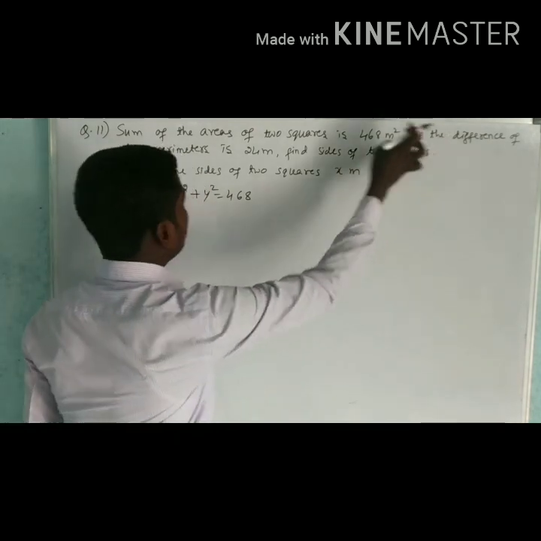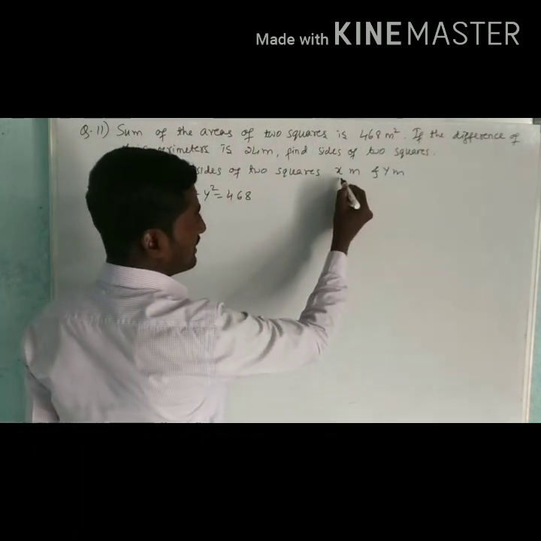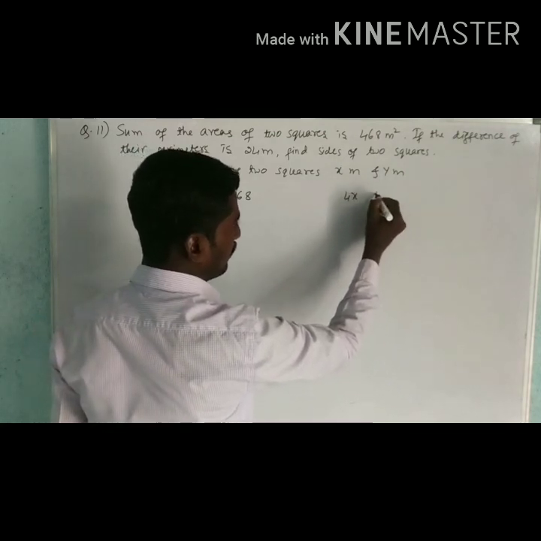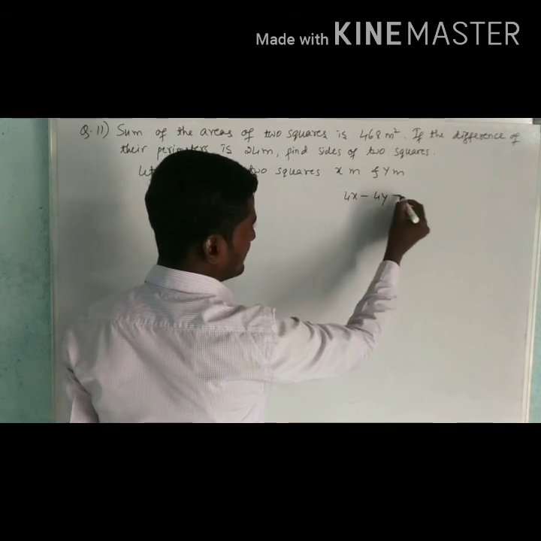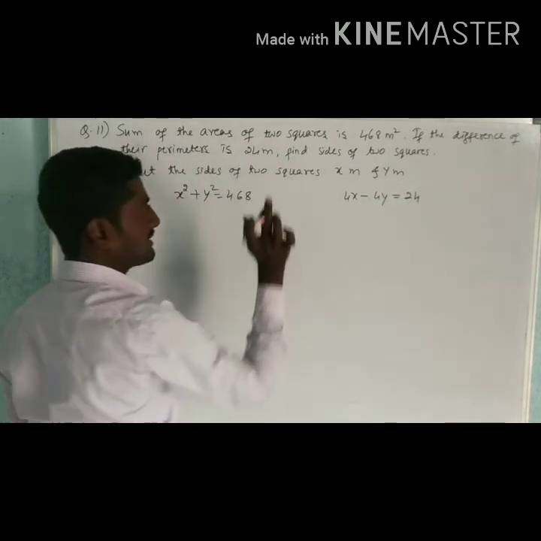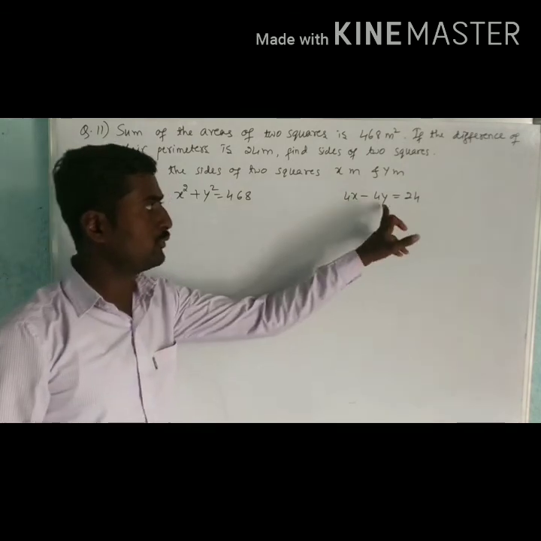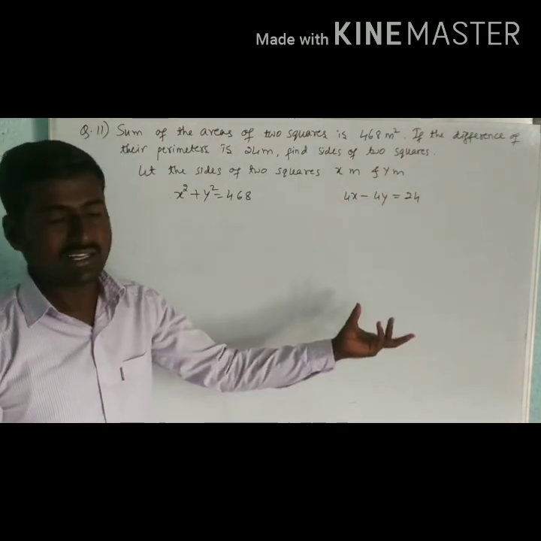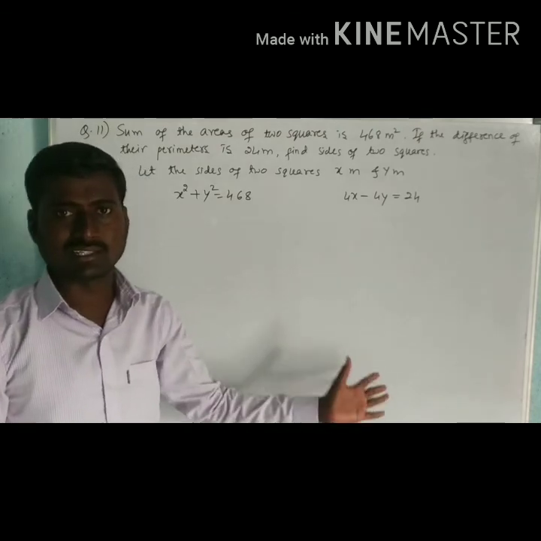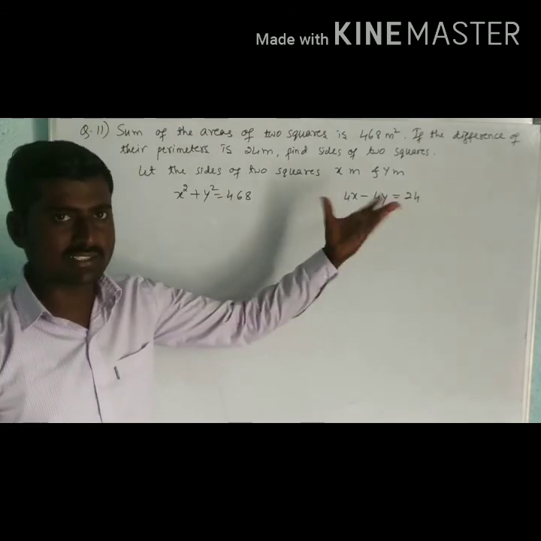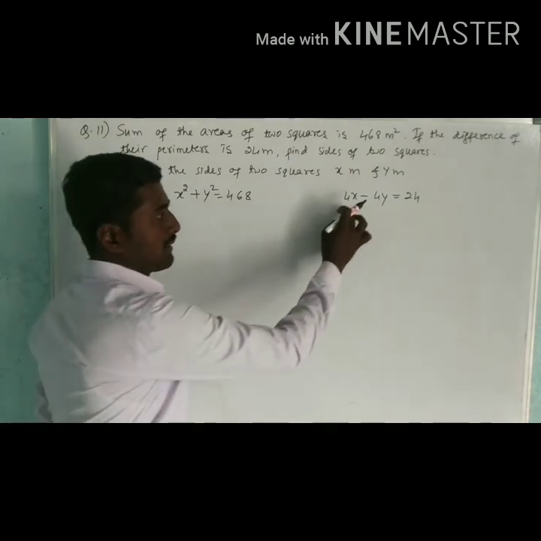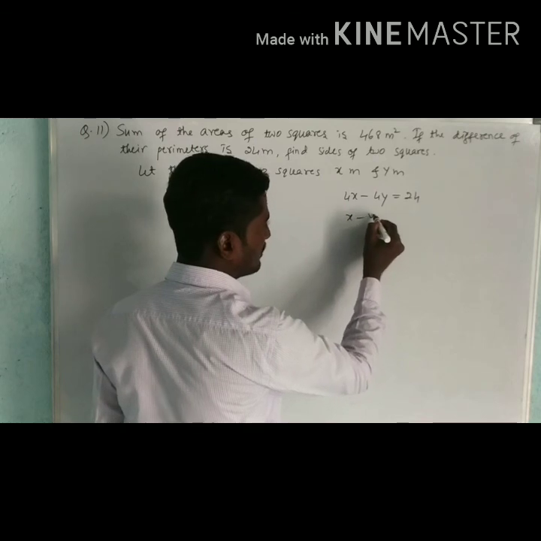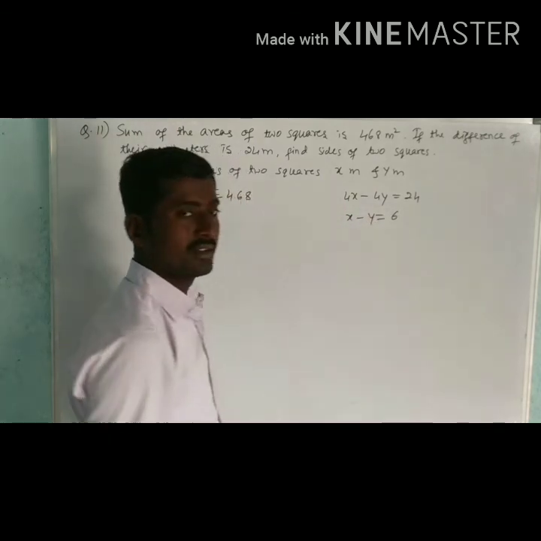Another one, the difference of their perimeters. The perimeter of this square will be 4x and this square will be 4y. So difference means minus, equals 24 meter, they said. Here you can take 4y minus 4x also, no problem at all. You don't know which is more and which is less. At the end you will get which is more and which is less. Now here I will take 4 common, or divide both sides by 4. I will get x minus y is equal to 6.